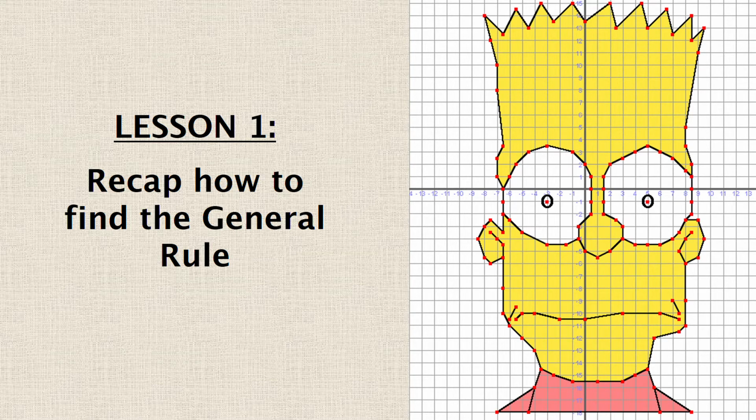Okay, so let's get started. You can write the date, you can write the heading, which is Functions and Relationships. And your second heading would be recap how to find the general rule.